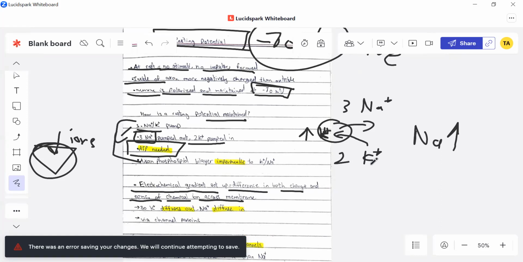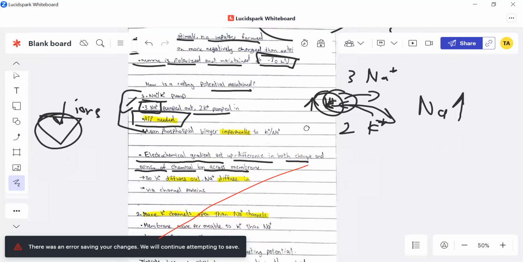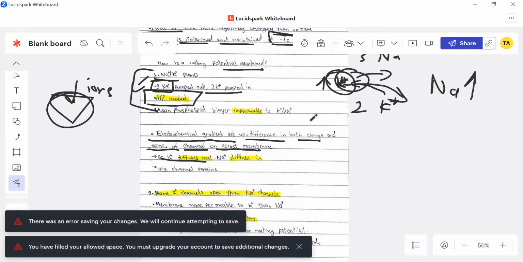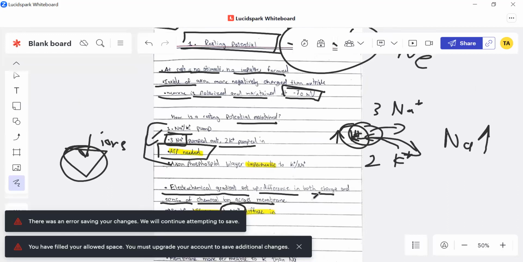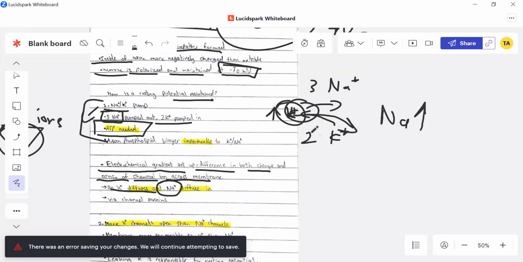Because of this concentration buildup, diffusion happens. Diffusion happens from a high concentration of ions to a low concentration of ions. In this case, potassium ions have a high concentration inside the cell, so potassium ions diffuse out of the cell. Because sodium ions were being pumped out, the sodium ion concentration is now high outside, so sodium ions diffuse into the cell via channel proteins.